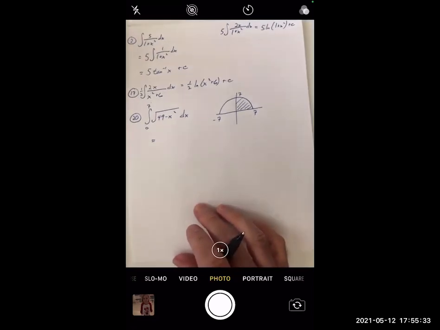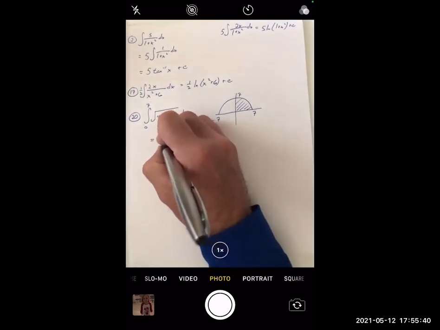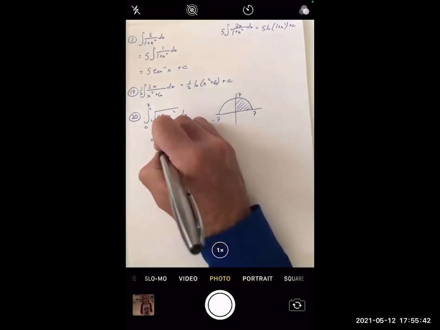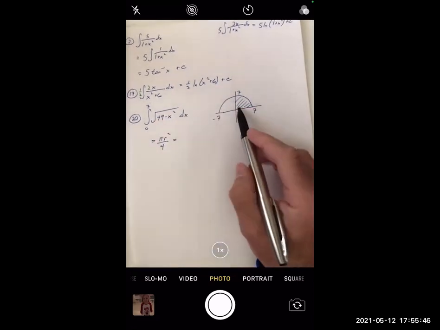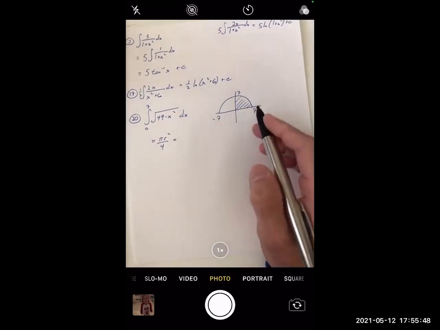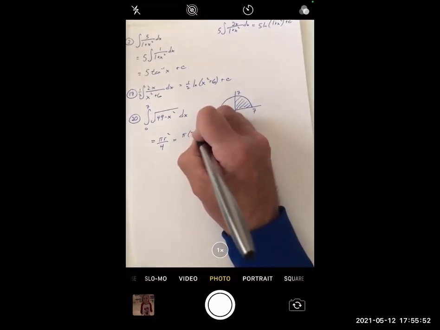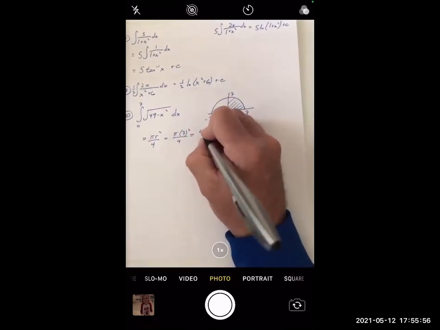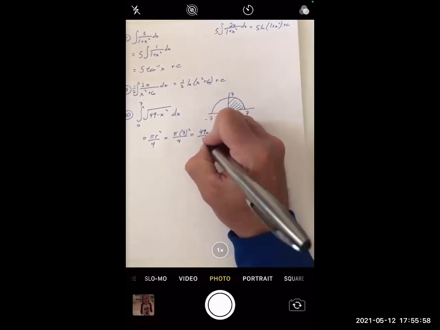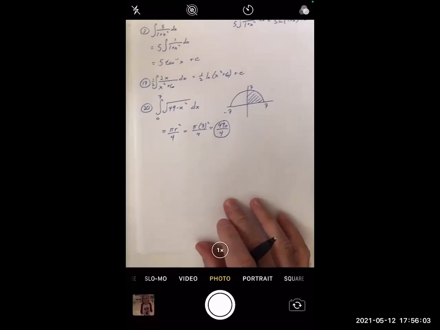So what's the formula for the area of a circle? Pi R squared. Well, you only want a quarter of it, so it's just over 4. And the radius is the distance from the center to the edge. So it's 7. So if you square it, you get 49 pi over 4.